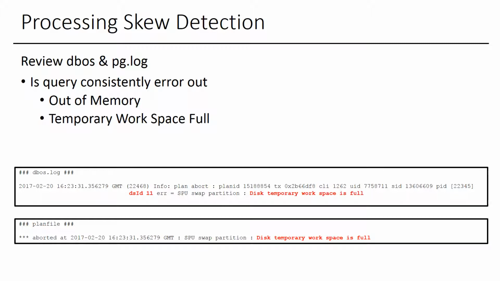In case of a processing skew, if a query failed once, it will always fail unless the data volume changed. Typically, the dbos log and pg log will provide an appropriate message for running out of swap space. The DS ID in the error message indicates the data slice number that ran out of swap space. A similar kind of message can be found in the plan file too.